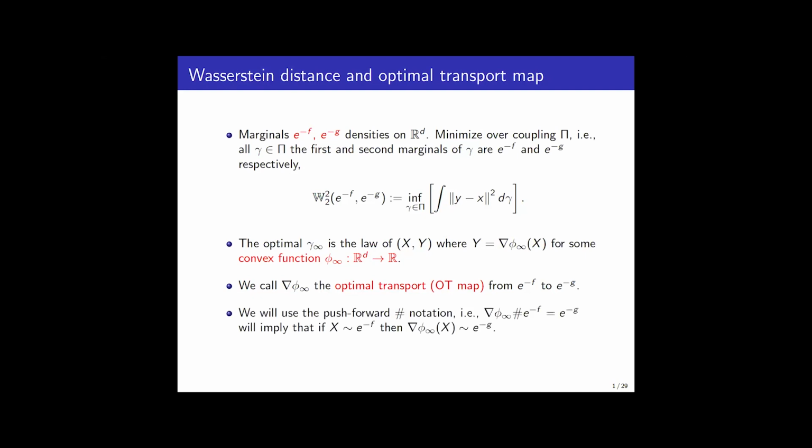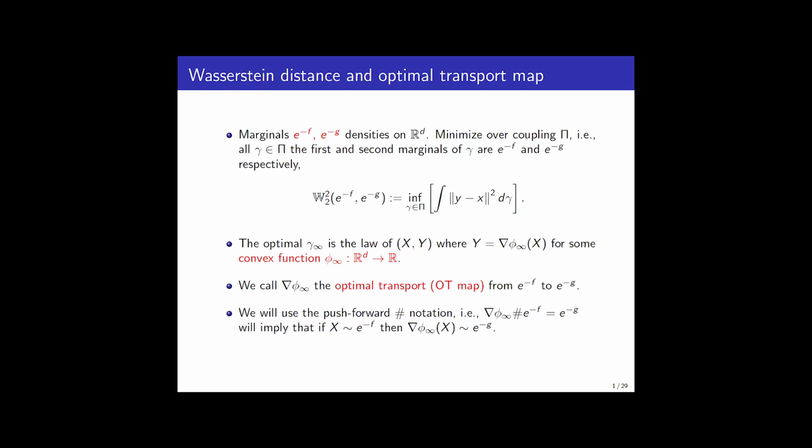Right, yes. So I'll also use the push forward notation here and there. The push forward notation basically looks something like this: gradient of phi infinity pushes e^{-f} to e^{-g}, which means if I were to sample x from e^{-f} and push it through gradient phi infinity, then gradient phi infinity of x will be distributed as e^{-g}. That's the standard push forward notation. I'll probably throw it in there every few slides.